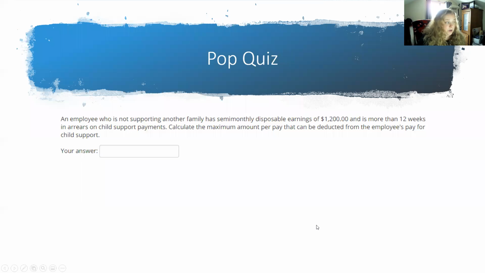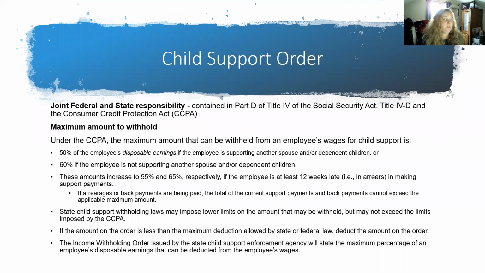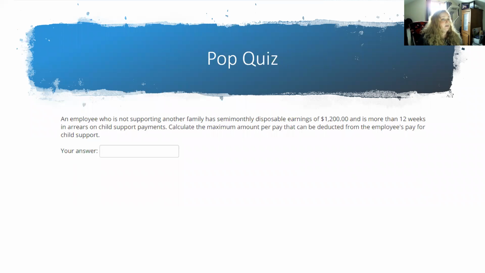So an employee who is not supporting another family has a semi-monthly disposable earning of $1,200 and is more than 12 weeks in arrears on their child support payment. So the question is, calculate the max amount that can be deducted from the employee's pay. So I'm going to jump back one slide really quick and just remind you of the percentages: 50, 60, 55, and 65. And again, this guy is earning $1,200 in disposable earnings, and he is more than 12 weeks in arrears, and he is not supporting another family. So how much could be withheld?